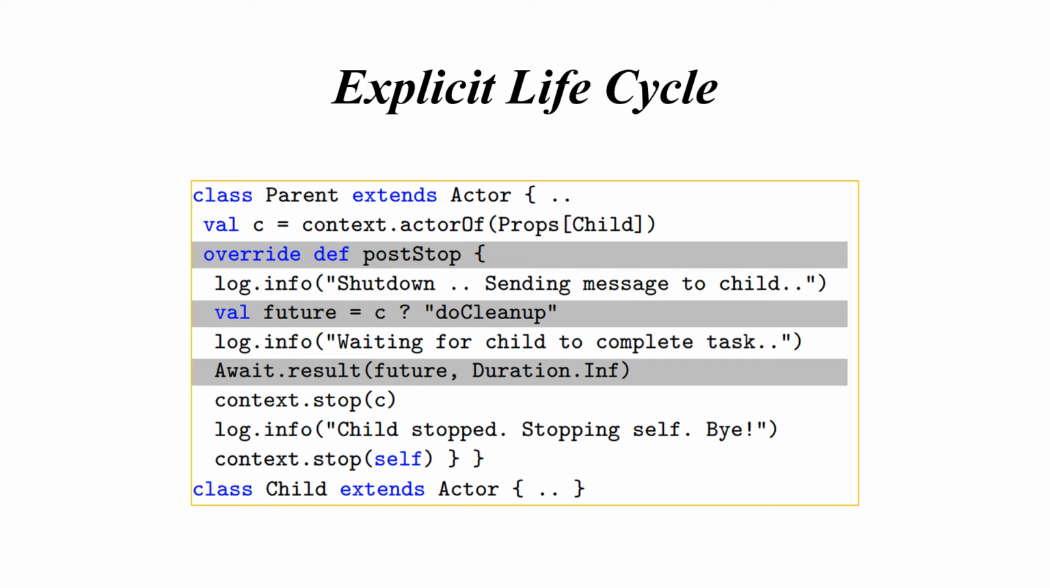However, this program is buggy with the impact that C does not perform any cleanup. The root cause of this bug is that during the life cycle of actors in Akka, a parent terminates only after all its children terminate, and not before. Therefore, when post stop of parent is invoked, C is already stopped and cannot receive and process the cleanup message.